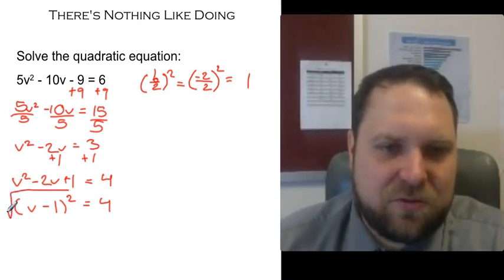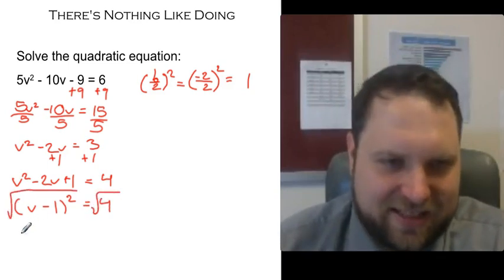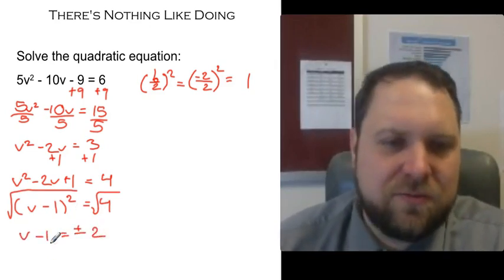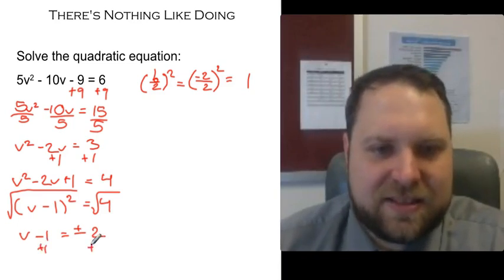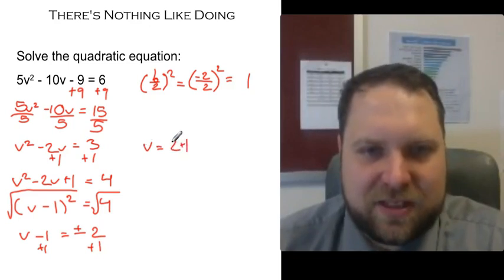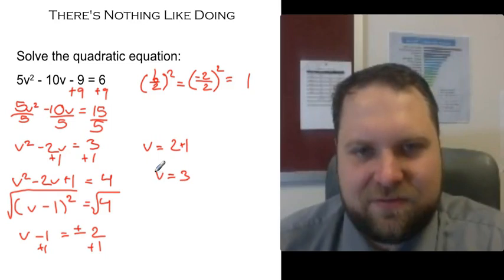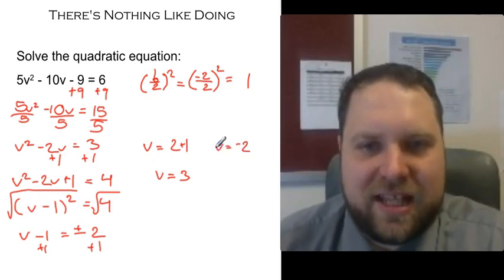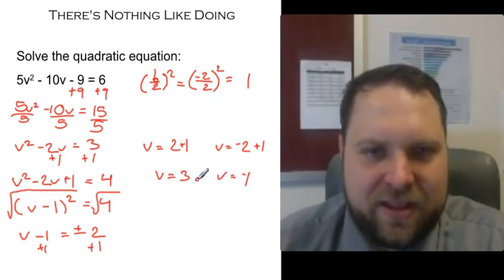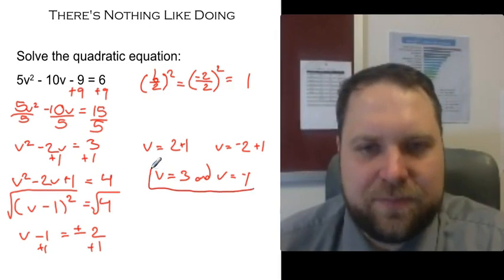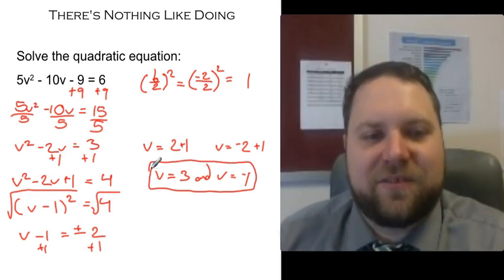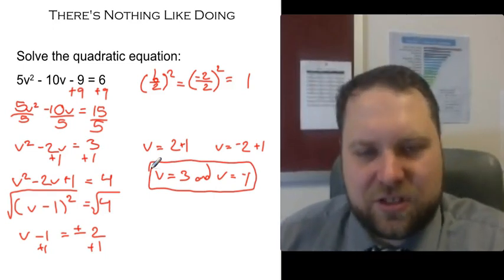Now I'm ready to take the square root of both sides. Hopefully you kind of see how this is going. I get v minus 1 is equal to plus or minus 2. I can add 1 to both sides, and I end up with two options. Either v is equal to positive 2 plus 1, in which case v is of course 3, or v could be negative 2 plus 1, in which case v is negative 1. And those would be my two solutions. You can check this by graphing it, you can check this by substitution. There's all kinds of ways to find out if you're right, but that is the general idea.